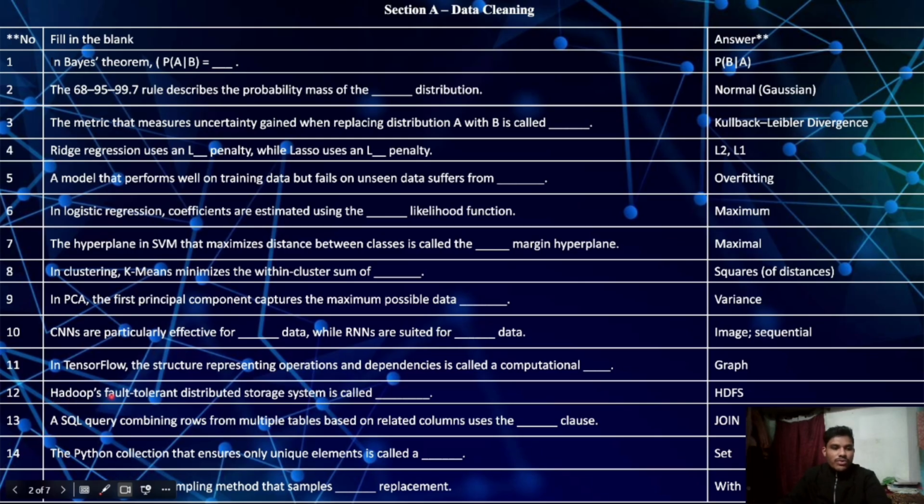Now 12th, Hadoop's fault-tolerant distributed storage system is called HDFS. HDFS manages distributed data across nodes with redundancy. Now, the SQL query combining rows from multiple tables based on a related column uses the dash clause. So the answer is join. SQL join combines rows from multiple tables on shared keys. Now, the Python collection that ensures only unique elements is called set. A Python set enforces uniqueness of elements.